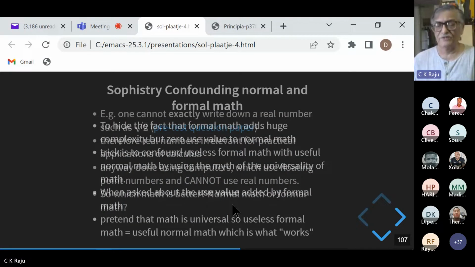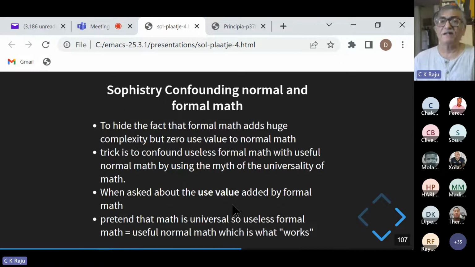There is a sophistry that is used here. People say about math, it works. But what is it that works? They use normal math. Normal math works. It has worked for thousands of years. You go, you do your accounts, you do your grocery, you do whatever everyday math. It works.